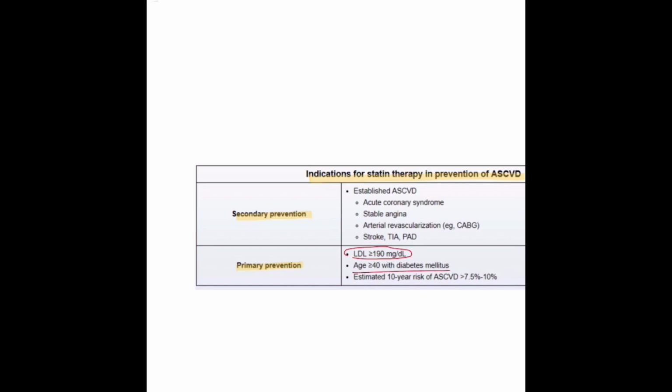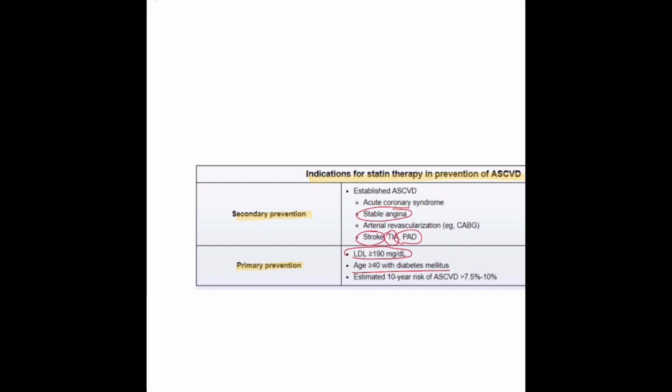So we start statin therapy in primary prevention with patients with high LDL, more than 190 mg. Always start statin therapy with diabetic patients over 40. If your patient's estimated 10-year risk of cardiovascular disease is higher than 7.5 to 10%, it's indicated to start statin therapy. For secondary prevention, you should start statin therapy for a patient who has had a myocardial infarction, stable angina, acute coronary syndrome, TIA, or peripheral artery disease in the past. Also, patients with CABG are indicated for statin therapy.